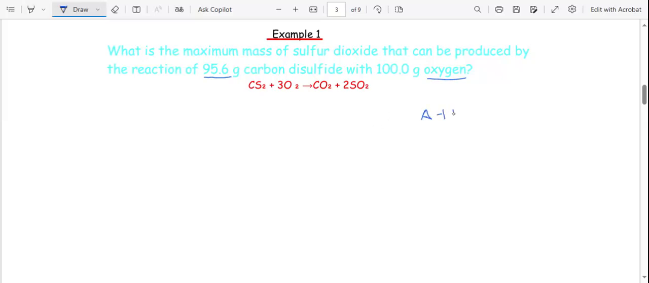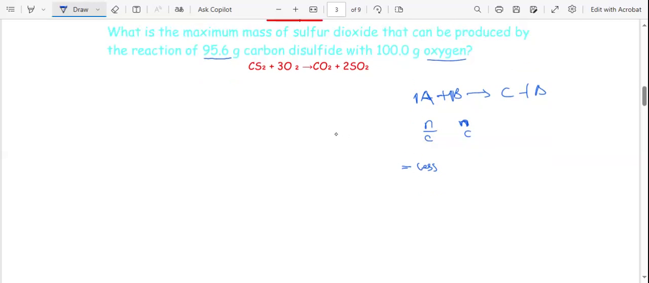Suppose we have A plus B giving, let's say, C plus D. So what will happen for you to calculate the limiting reagent? I'm giving you the formula now, the trick. You find the moles, because the masses will be given. So find the moles of each of these two reactants. After doing that, divide by their mole ratio, the numbers that sit in front, the coefficient. So you divide by their coefficient. Then the one which will be less after dividing, that's the limiting reagent. Very easy trick. Okay, so that is it.